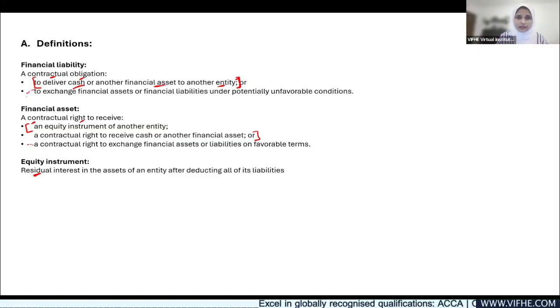So residual is remaining. So residual interest in the assets of an entity after deducting all its liabilities, or you can say whatever remains. If you want, you can further simplify: whatever remains in the entity after deducting all the liabilities from its assets. It's okay. You can also describe it in your own words. It should mean the same. Okay.